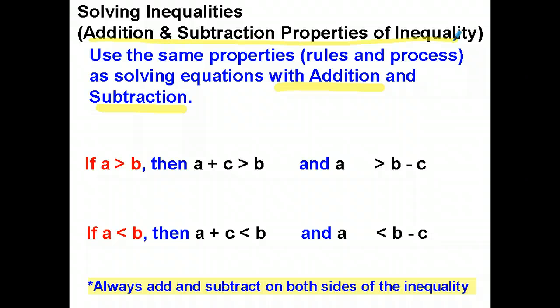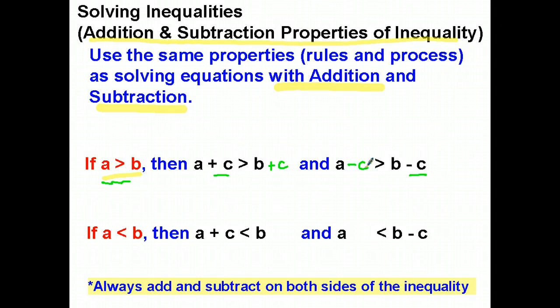So the first one says, if I made the statement that A is greater than B, then if I add C to one side, just like with equations, I need to do that exact same thing to the other side. And if I'm subtracting C from B on the right-hand side of the original inequality A is greater than B, it's important that I subtract C from the left-hand side.